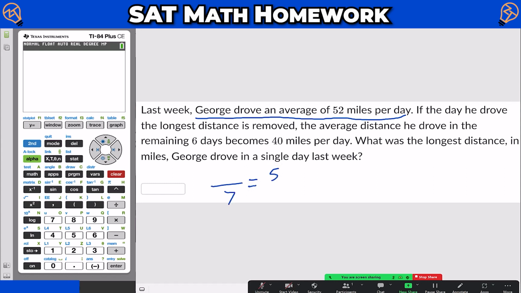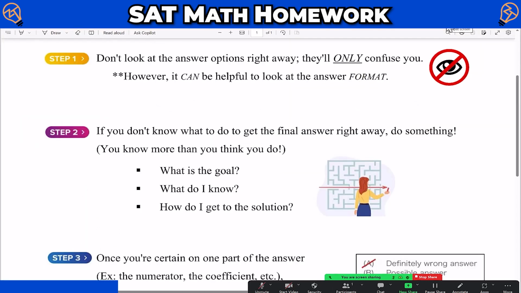Well, we know the average miles per day is 52, and that was obtained in 7 days. The thing we don't know in that specific scenario is the total miles for those 7 days. So right away, what I would recommend is very much in line with our Triple T Math document, step 2 here. You don't know what to do to get the final answer right away, do something, because you really know more than you think you do. So think about the fact that, well, what's our goal? What do I know? And how do I get to the solution?